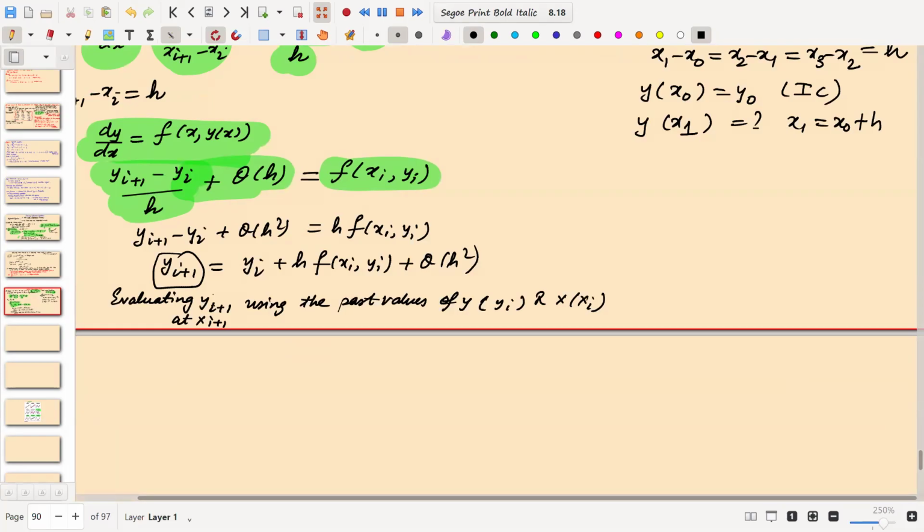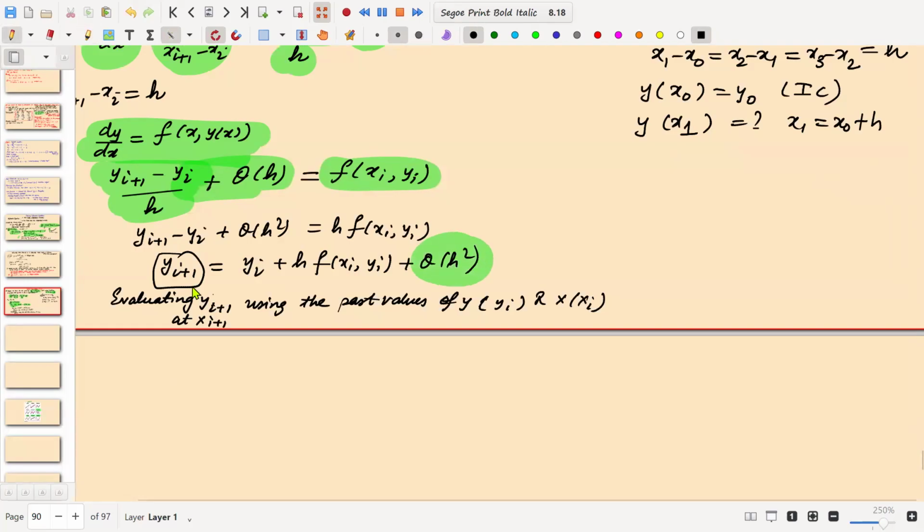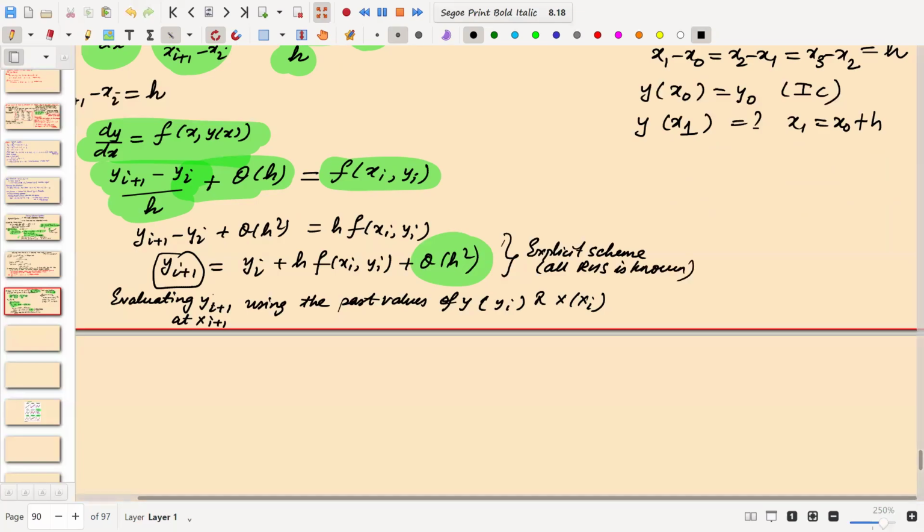Therefore it is a forward method. Forward difference we have applied, so it's a forward method. We are evaluating yi plus 1 in terms of yi and the value of the function at the past, that is xi, yi. Mind you, this method is of order h square. I mean, you will not get an accurate result, but the error will be of order h square. So this is an explicit scheme. In technical jargon, you can call it an explicit scheme because everything on the right hand side is known. Otherwise, it would be called an implicit scheme.